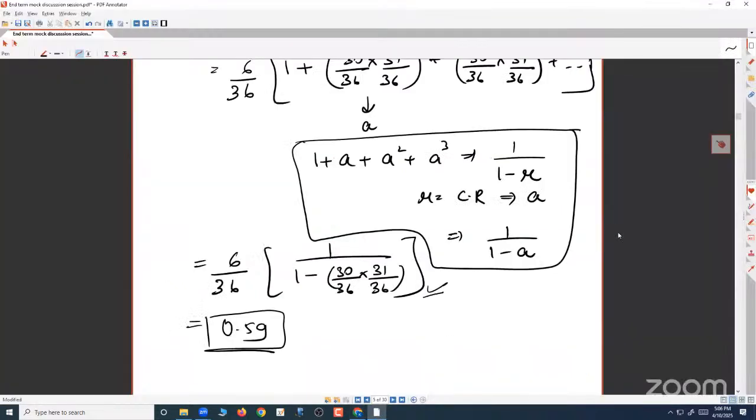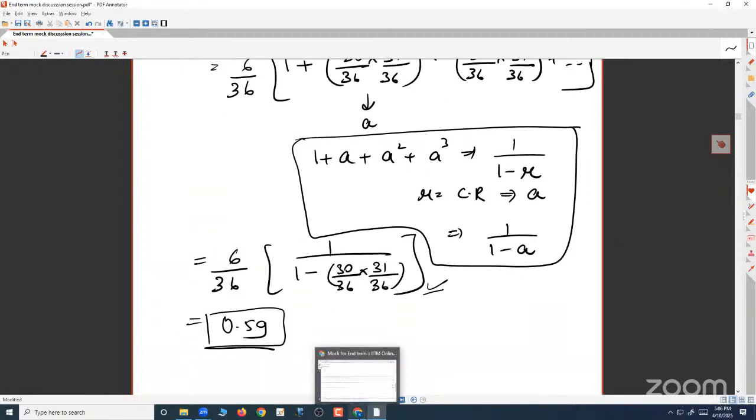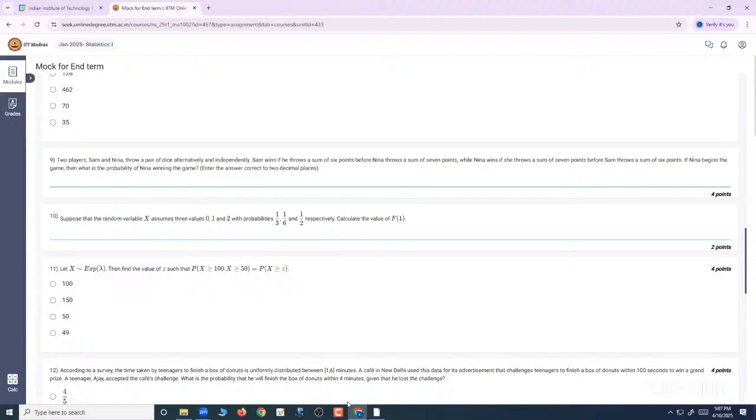Is the solution clear to everyone? Shall we move forward now? Okay. Now, suppose that the random variable x assumes three values 0, 1, 2 with these probabilities. Calculate the value of F1. So anybody remembers what F(x) is basically? Cumulative distribution. So basically it is calculating the probability that x is less than or equal to 1 here. So solve it and tell me the answer.